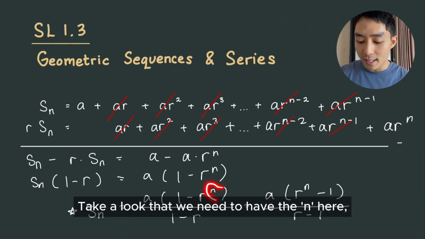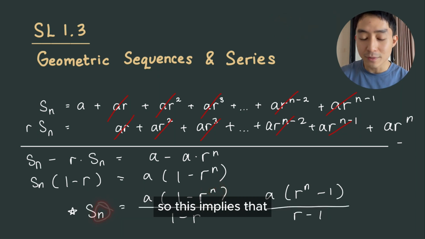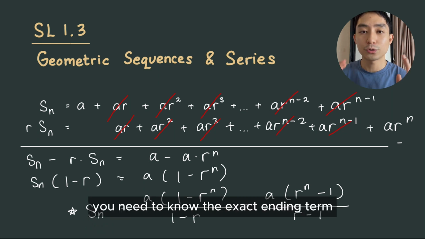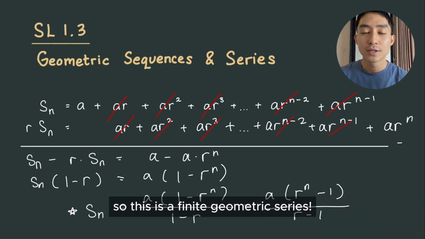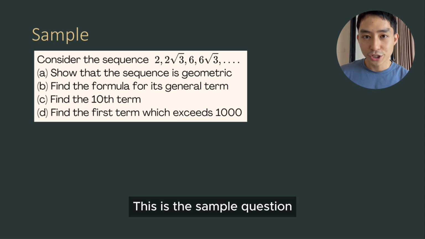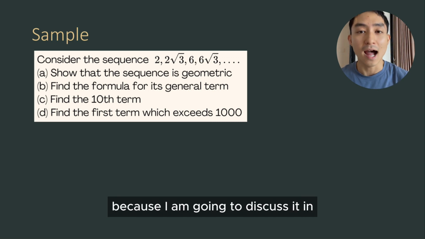Take a look that we need to have the n here. So this implies that you need to know the exact ending term of which geometric sequence that you're going to sum. So this is a finite geometric series. This is the sample question. You can take a screenshot because I am going to discuss it in 3, 2, 1.